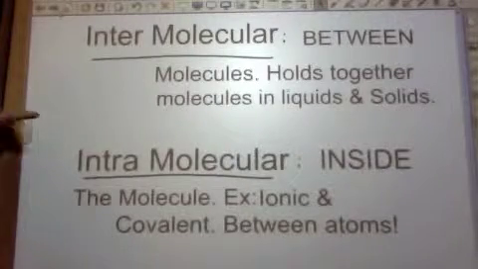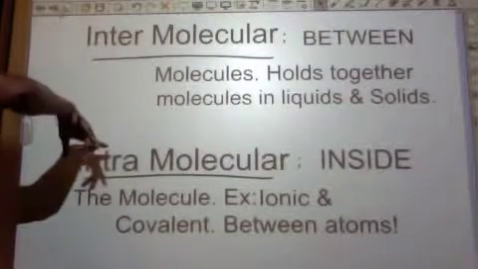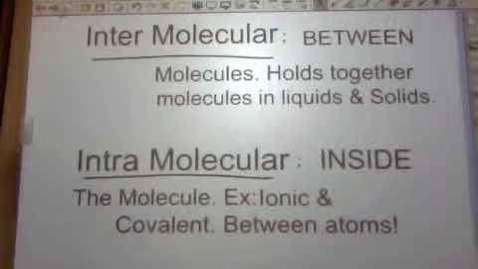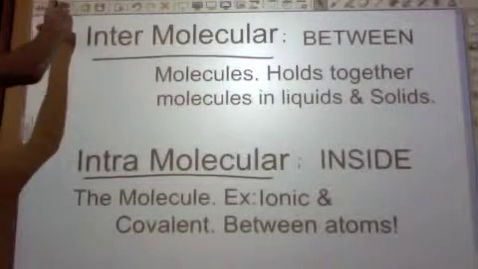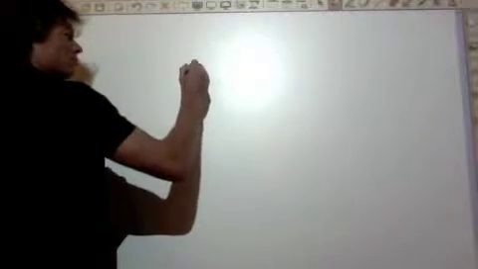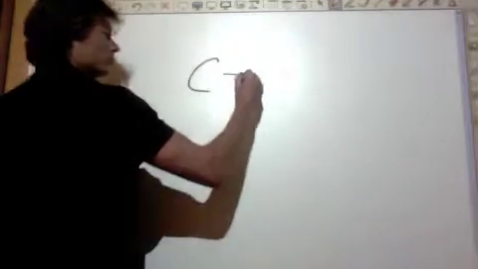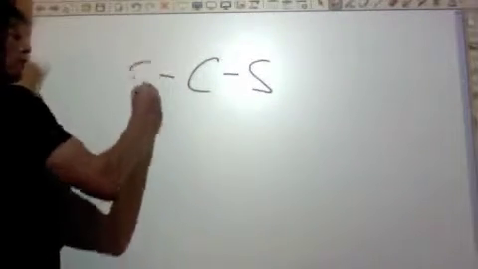So today we're just going to go over the difference between inter and intramolecular force, and I'm going to do that with one molecule. So let's start with carbon disulfide. So here's my Lewis dot structure.